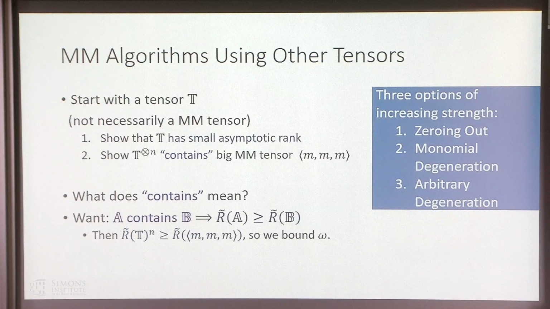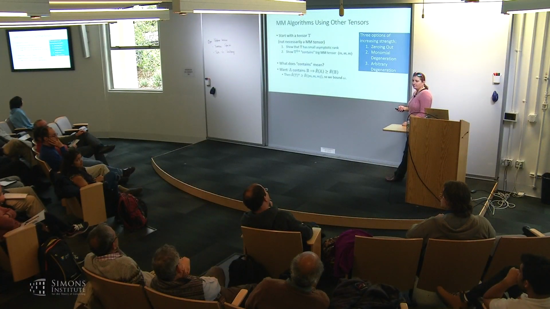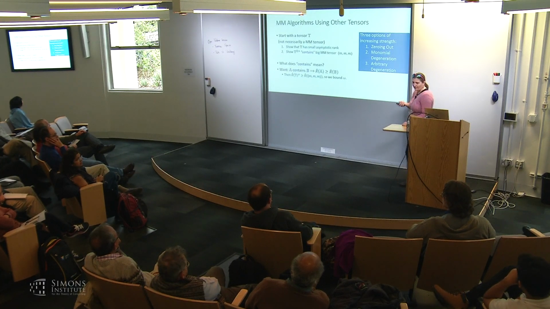Yes? If we bound the asymptotic rank of the matrix multiplication tensor, does it also give us a better algorithm? Yes. Yeah, I mean, this is actually what we want. We want to bound the asymptotic rank to get to omega.